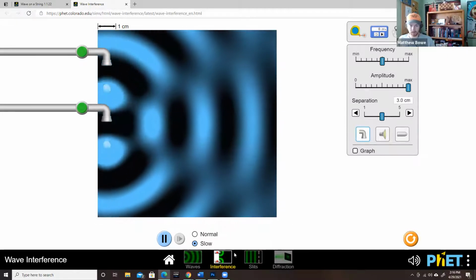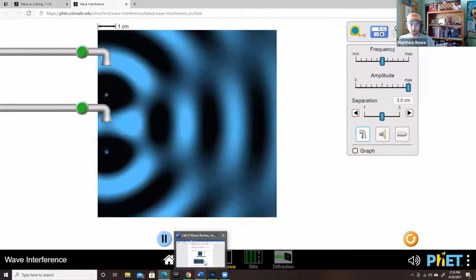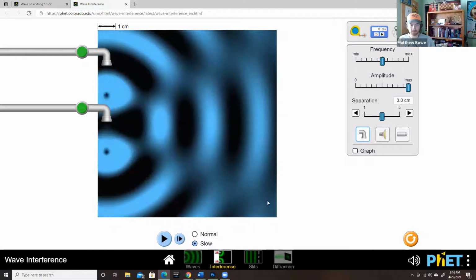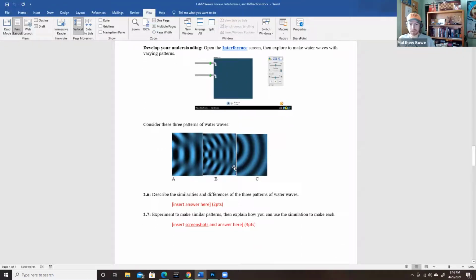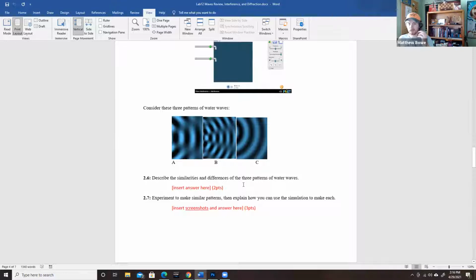All right, let's see what we're going to be finding in here. Let me pause it. So what we're going to be finding is, for one, how can you mimic these patterns? So is there a way for you to copy pattern A, B, and C?